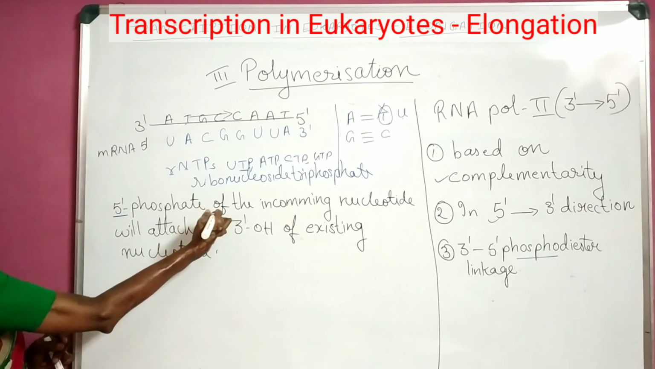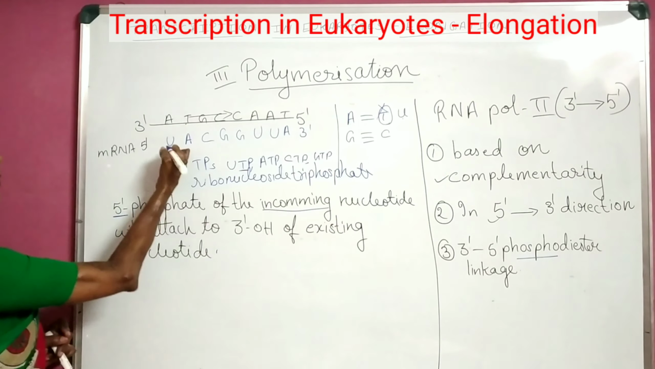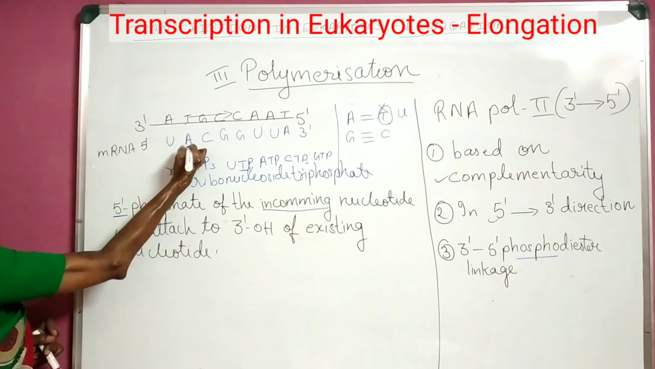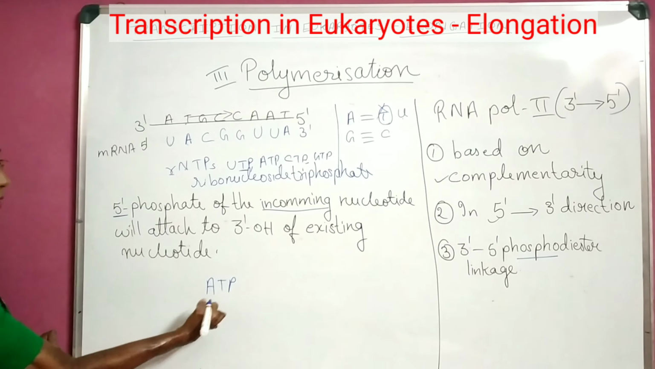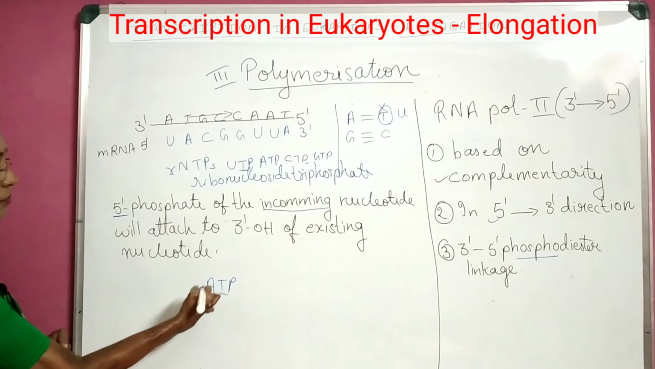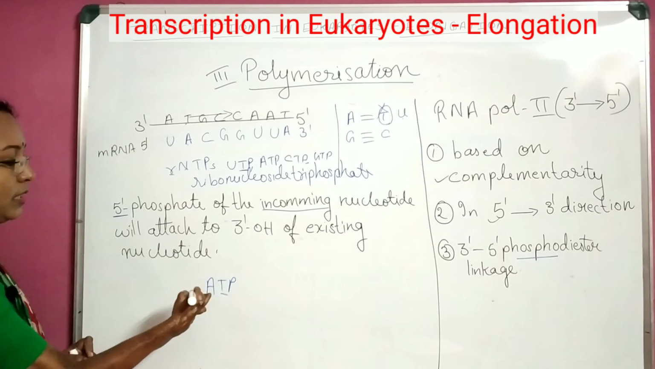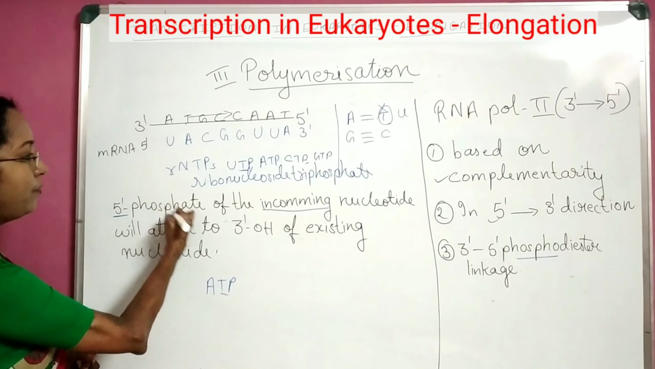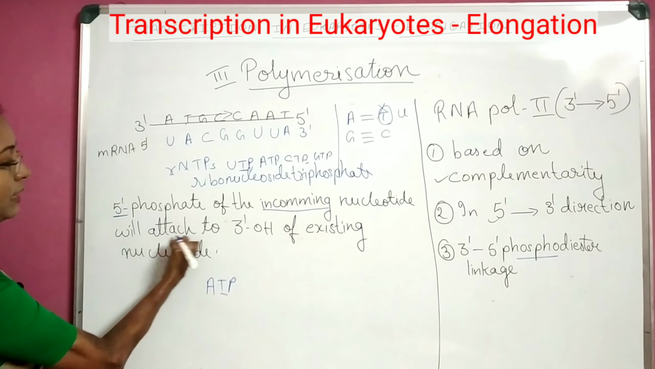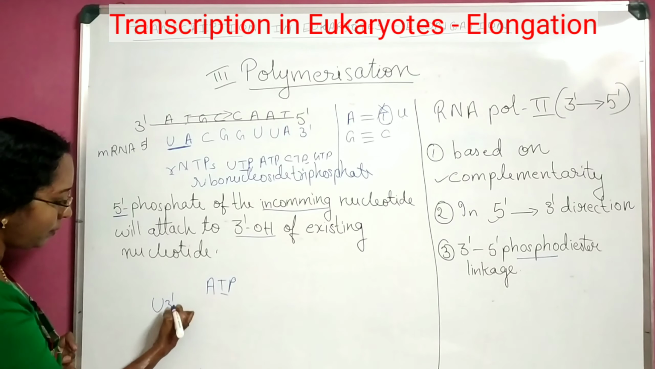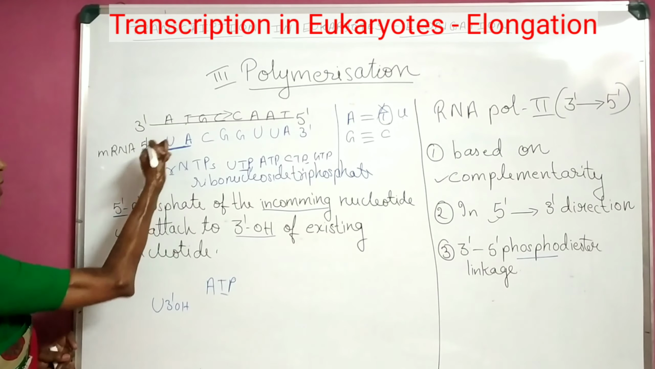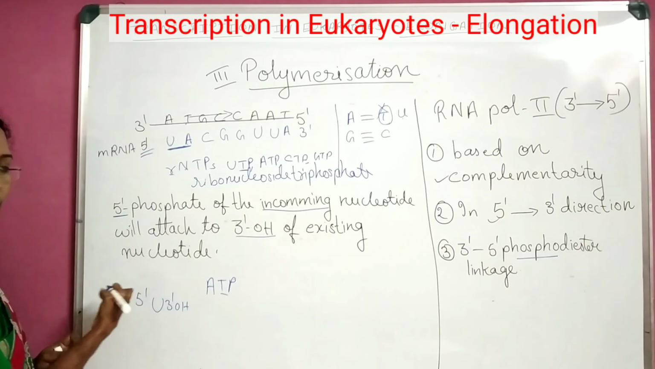The fifth phosphate of the incoming nucleotide, whichever nucleotide is coming as new, suppose adenine is coming here, it is coming in the form of ATP, isn't it? It is having triphosphate. So in the fifth position, it is having phosphate. That phosphate, the fifth phosphate of the incoming nucleotide, gets attached to the 3' OH of the existing molecule. So if I just write between these two, uracil is ending with 3' OH because it has begun with 5'.